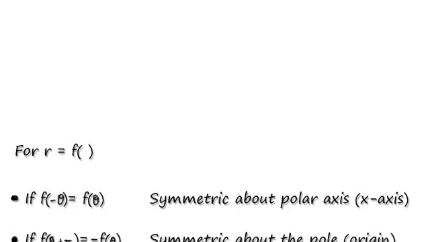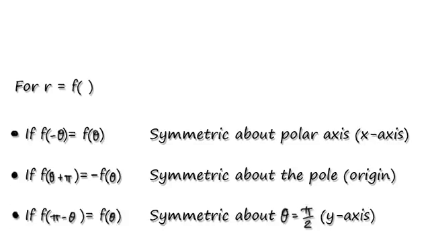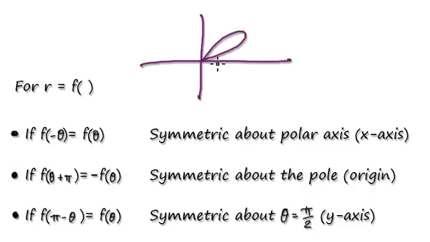Now we're going to make use of symmetry to sketch graphs in polar form. So let's say you've got a graph looking something like this. If you know it's symmetrical along the x-axis, or the polar axis, then once you've done your first quadrant, you can just use symmetry to sketch your second quadrant.